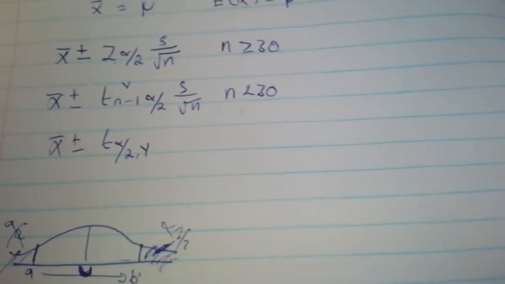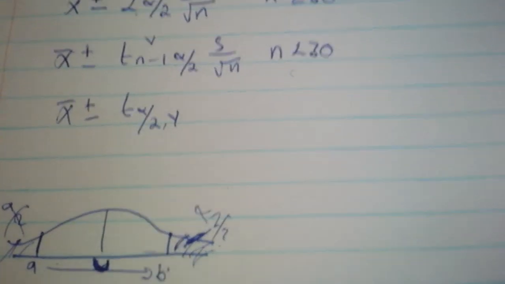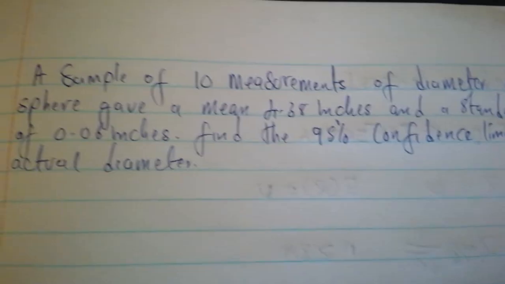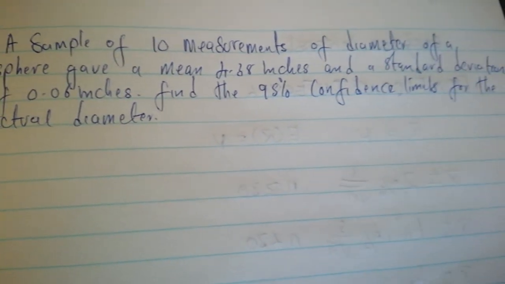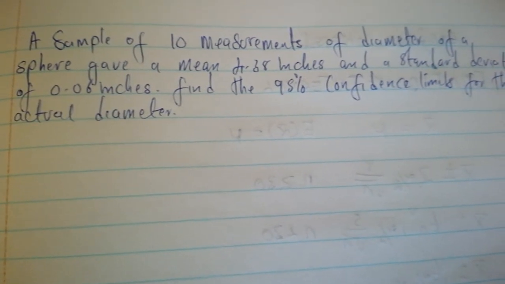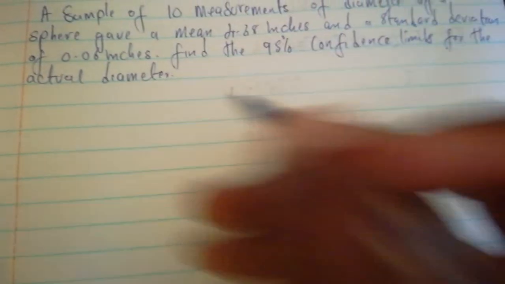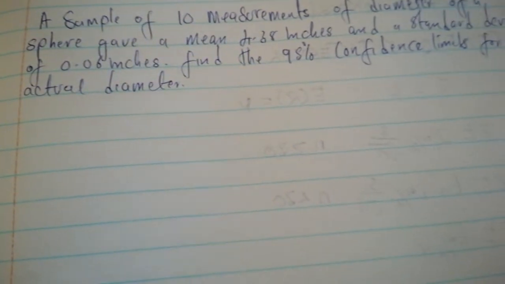All right, so now we will look at some examples that will help us understand or construct a confidence interval. Let's take a look at this one. It says a sample of 10 measurements of a diameter of a sphere gave a mean of 4.38 inches. So already you know that they've given us that this mean is from a sample, meaning it's an estimate. So we have our x bar being represented by the mean of a sample, which is 4.38.